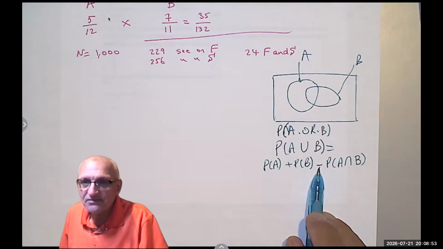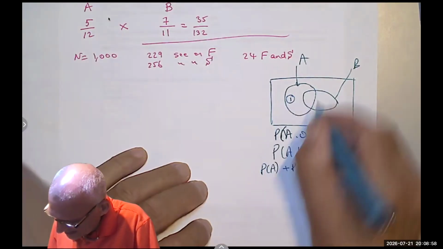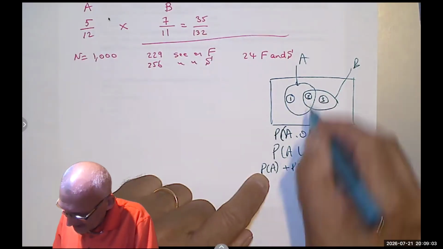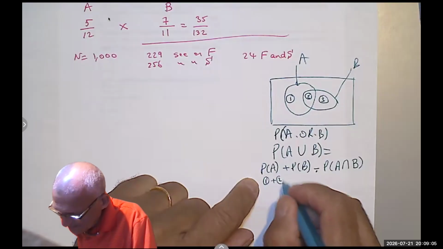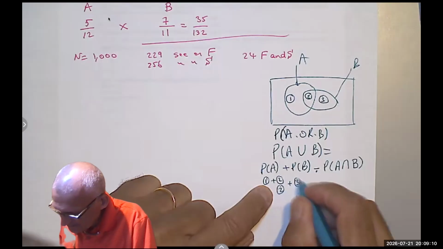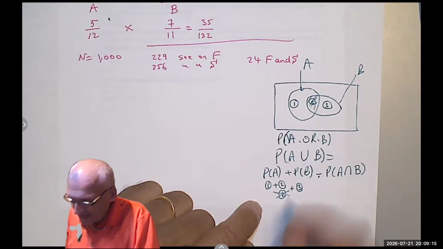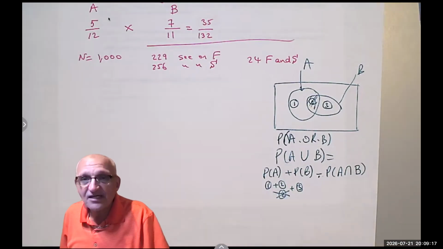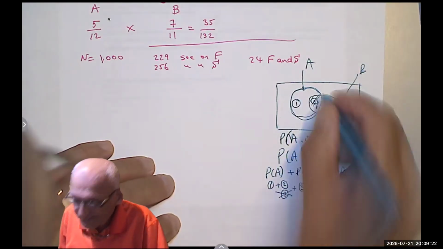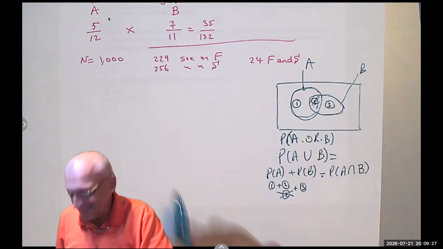It's still inclusive. Why? Because if I call this area number one, this area number two, and this area number three, the probability of A is area one plus area two. The probability of B is area two plus area three. So when I subtract the probability of A and B, I'm subtracting one of these, but still the other one is included. So the probability of A or B is this whole area.